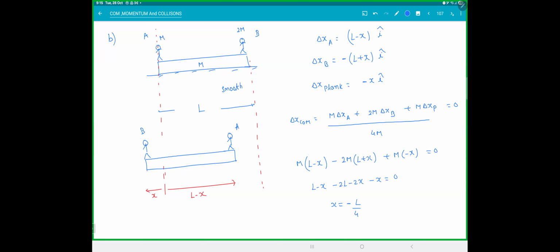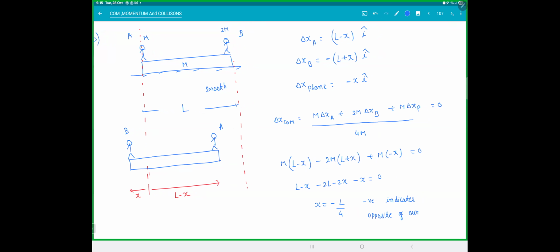What does the minus sign indicate? The minus sign indicates you took the opposite direction. I thought it is going backward, but it is actually going forward. And it kind of makes sense. 2M is heavy. Because the 2M is going to the left, the plank will go to the right side, because 2M is a heavier guy. Please see where you guys messed up the calculations. Negative indicates the motion is opposite of our assumption. So even if you take it wrong, the signs will take care of it. So the answer is L by 4 towards the right.